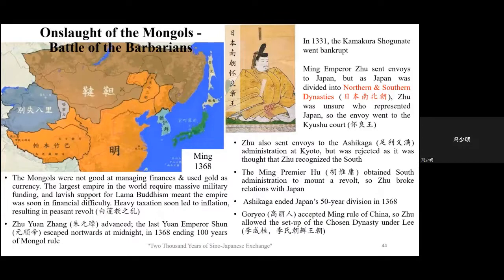When Ashikaga's efforts ended Japan's 50-year division in 1368, at the same time, the Koreans acknowledged the Ming dynasty. As a result, the Ming dynasty supported the setup of the Joseon dynasty under Li Chengui. So we have Korea now being a separate government.